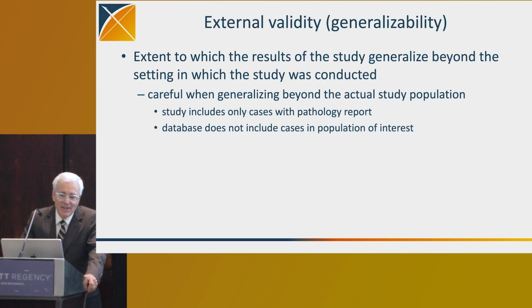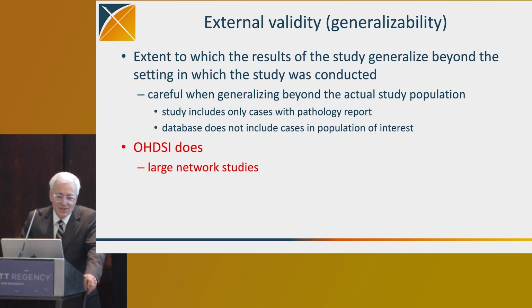And then external validity, generalizability, does it apply to others? And what OHDSI does is large network studies to get a more diverse population. On top of that, we can do heterogeneous treatment effect within our population, within a database. You can look at young and old, male and female, and so on. But having a large network allows us to generalize to other populations.